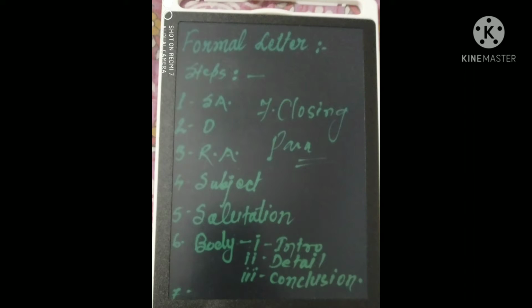So, the first step you are watching on the screen is SA. SA stands for sending address. Second step, you have to write D, that means date. The third step is RA, that means receiver's address. And the fourth step, which is one of the most important steps of your formal letter, is your subject.